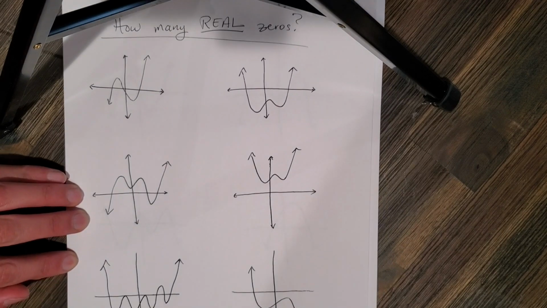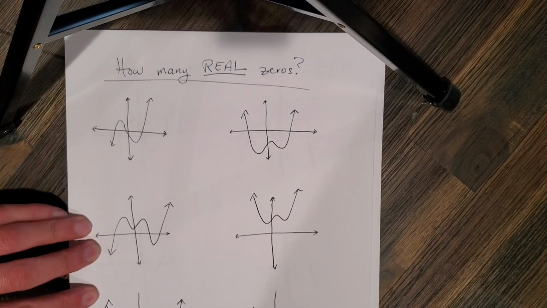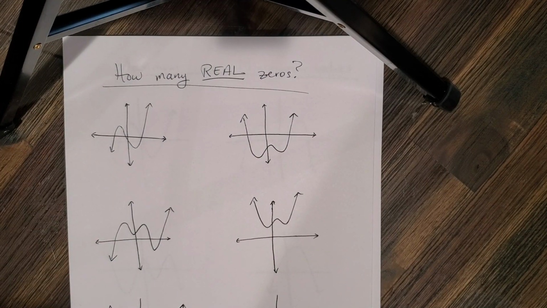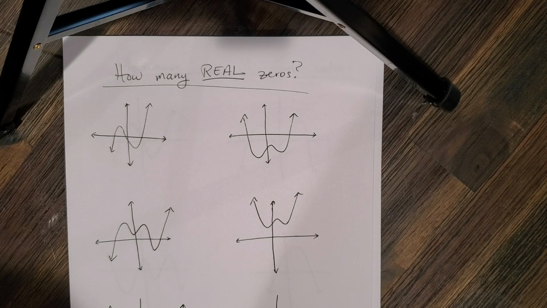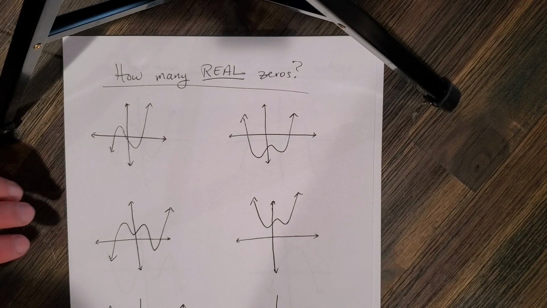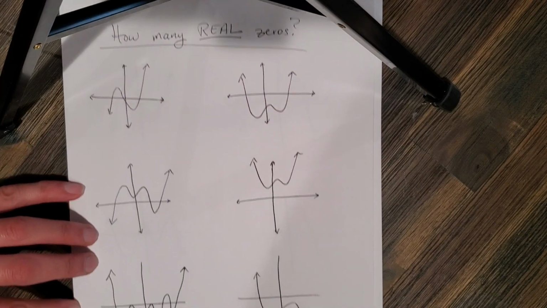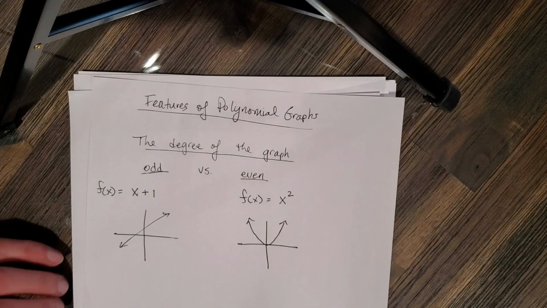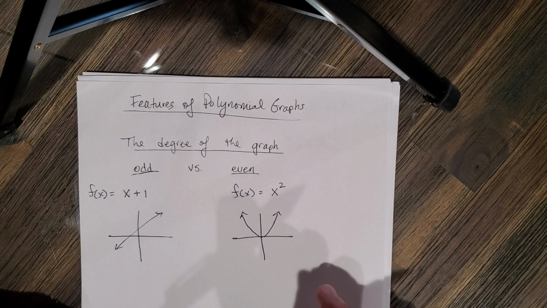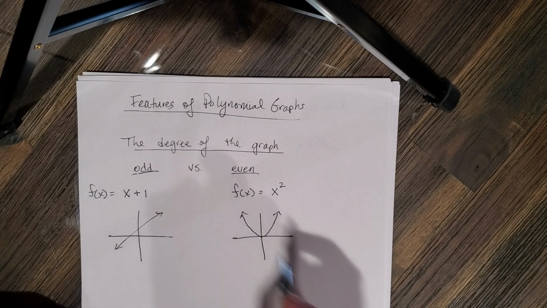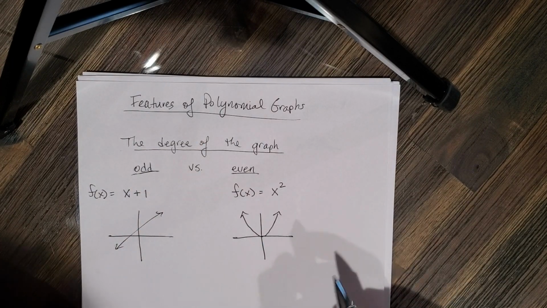Check this out. Basically, it goes forever in both directions, either up or down. And there's a lot of ups and downs in between for some of these. So that's what we're going to be going over today: how to identify parts of the graph and characteristics of the graph, or in other words, features of these graphs.